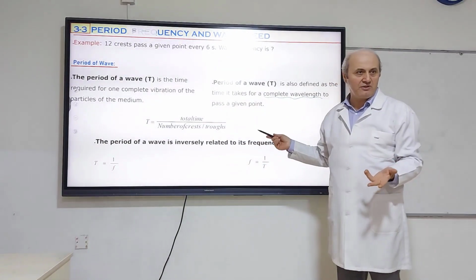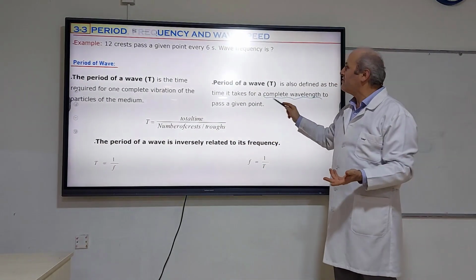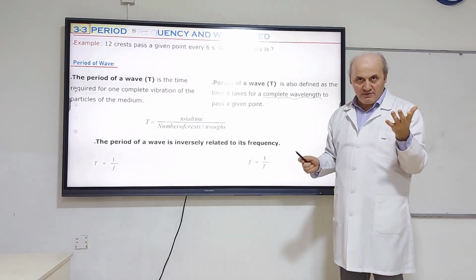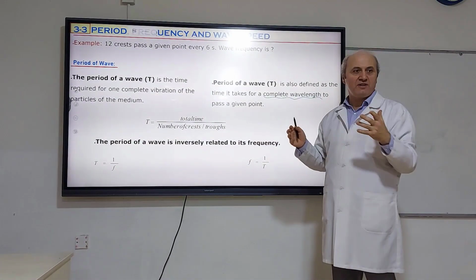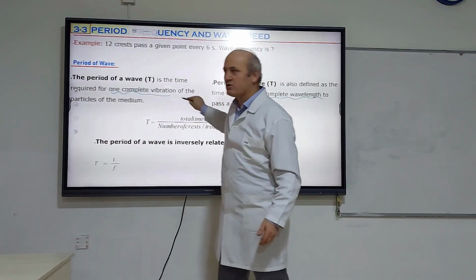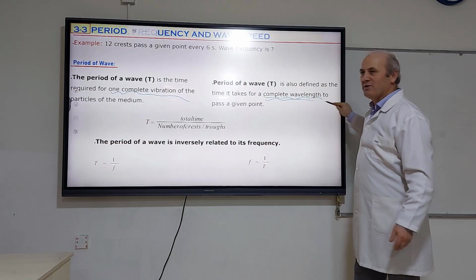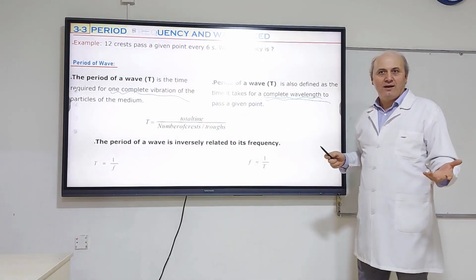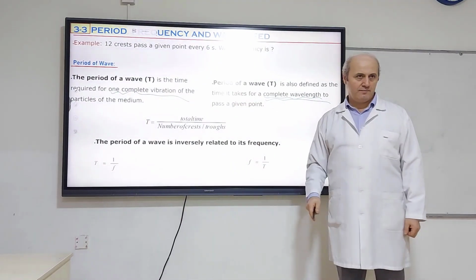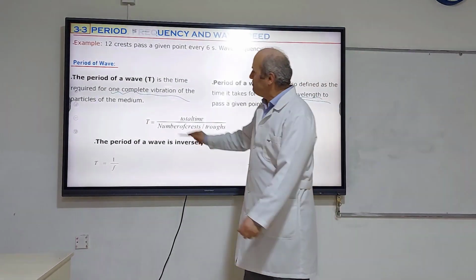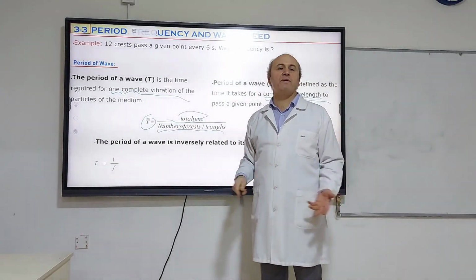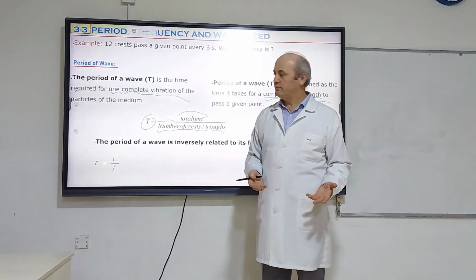But how are they related? One complete wavelength is formed by two half cycles, correct? One complete wavelength, so two half cycles, one complete cycle. When one complete vibration happens, the wave travels one wavelength. So the wave times are equal. Both are periods. And the period's definition is total time divided by the number of crests or troughs, or number of vibrations, number of waves.